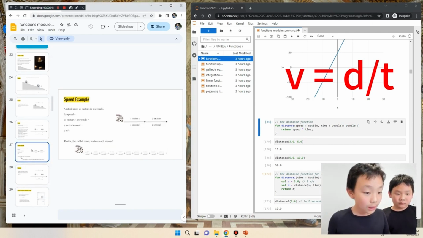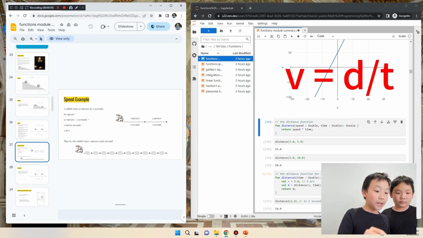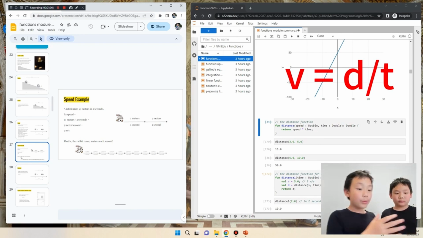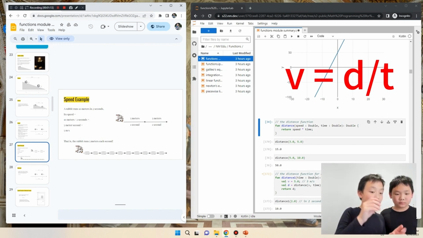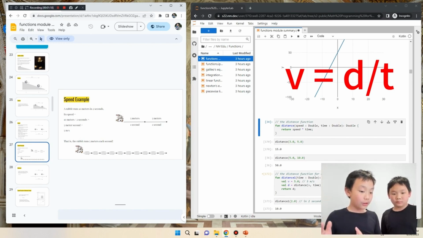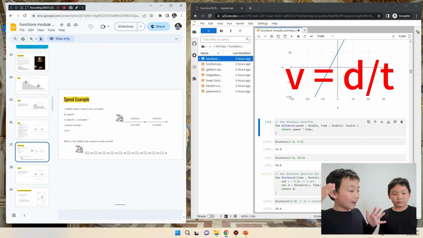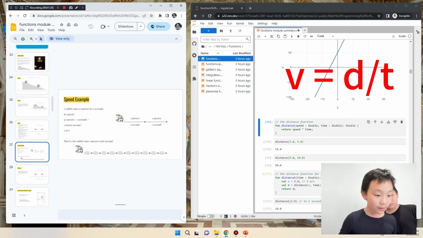A rabbit runs 10 meters in 2 seconds. Its speed is 10 meters per 2 seconds. So in 2 seconds, it will run 10 meters. But we can actually make this more accurate. 10 meters divided by 2 is 5 meters. So the rabbit's more accurate speed is 5 meters per second. So this 5 meters per second basically means that every second, the rabbit will travel 5 meters.